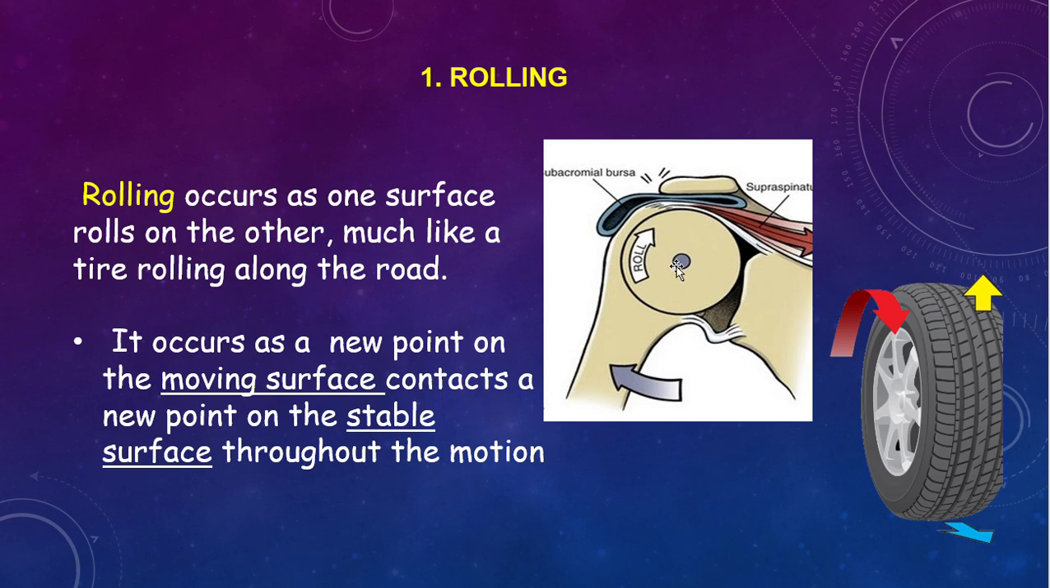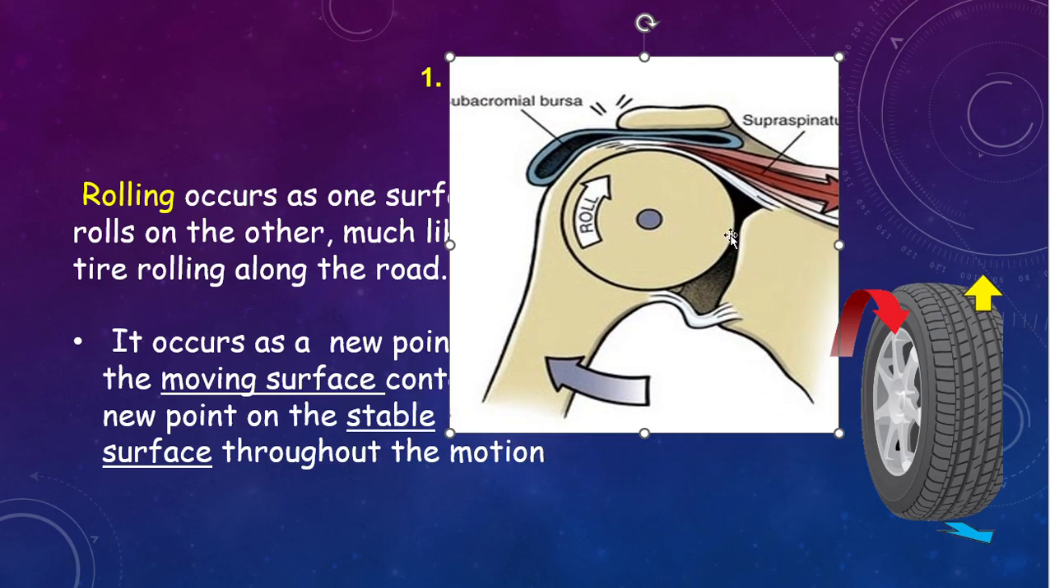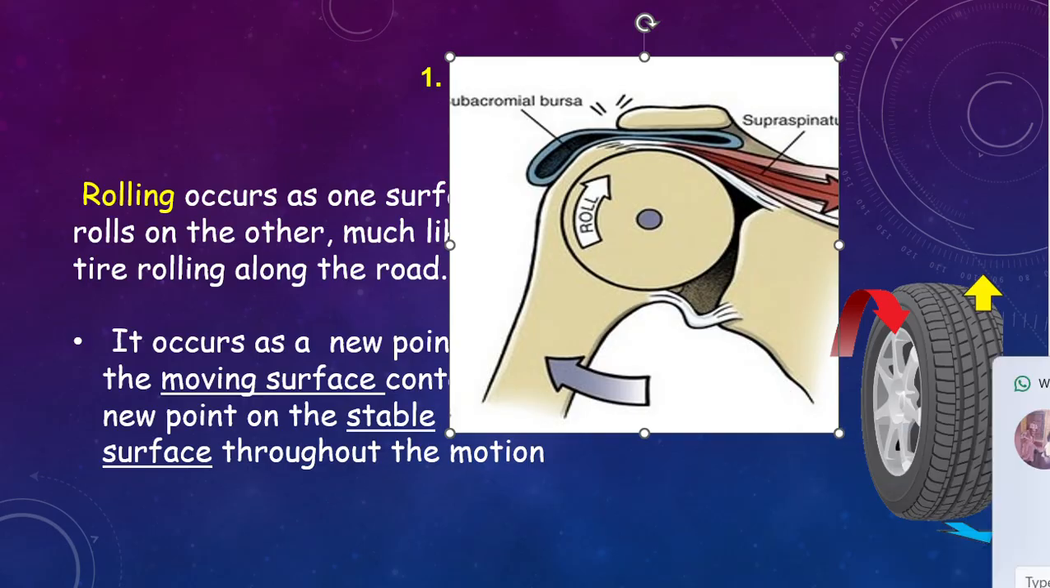And that's exactly what you have in that diagram. If you look at this diagram, in the glenohumeral joint, during abduction, this part of the head of humerus make contact with this part of glenoid cavity. Another part of the head of humerus will have to make contact. Another part will have to make contact for that rolling to be completed. The stable bone here is the glenoid cavity. The moving bone here is the head of humerus. Do you understand?